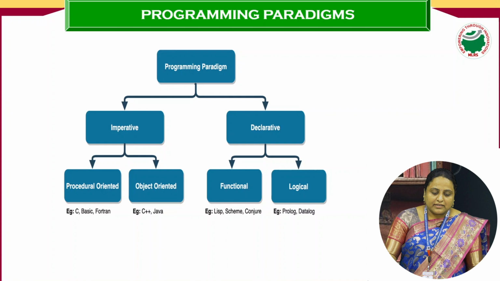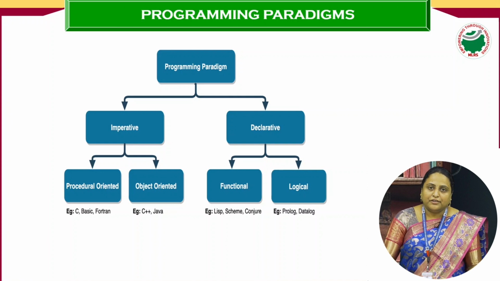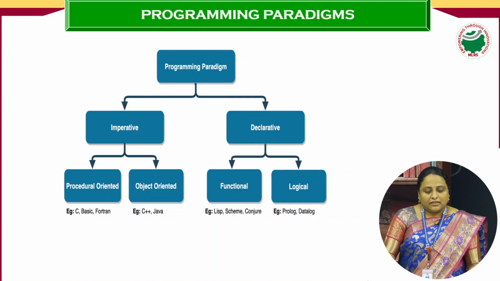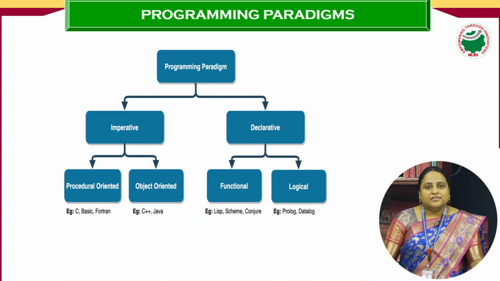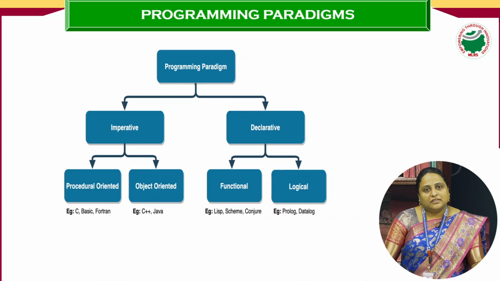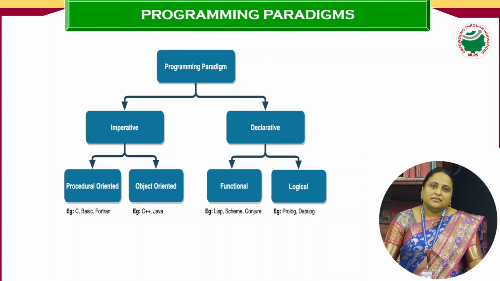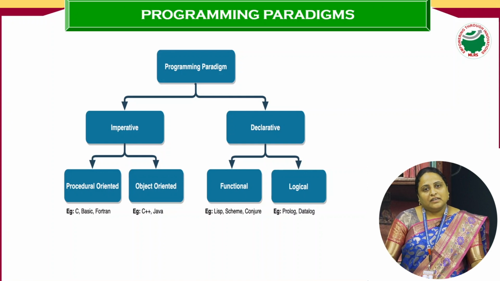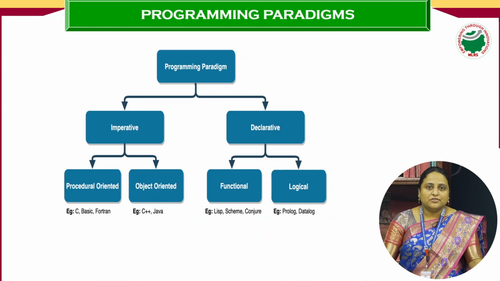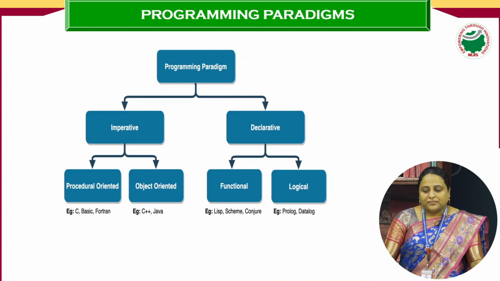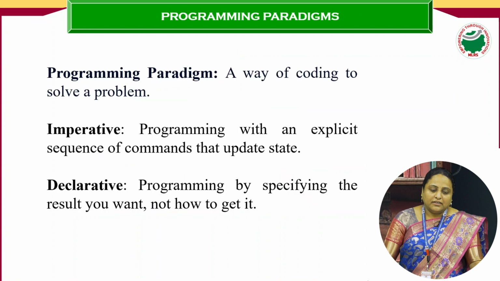So here you can see the examples. Under imperative, you are having two types. One is procedure oriented and the other is object oriented, and under declarative you can see functional and logical. So under procedure oriented, we are having programming languages like C, C++. Under object oriented programming, you are having C++, Java. So C++ can be called a hybrid language where it includes the concept of C as well as object oriented features. So let us go into the differences between procedural and object oriented programming.